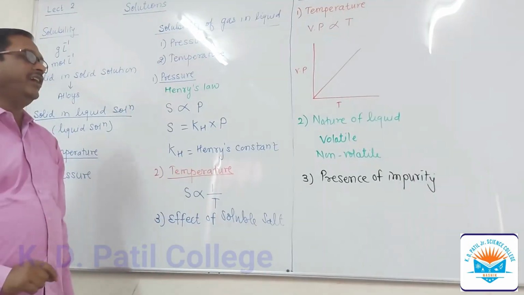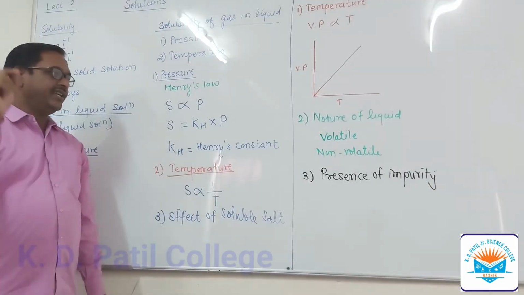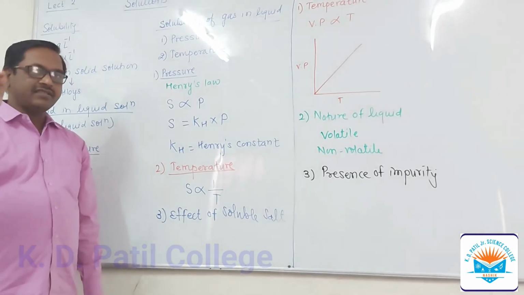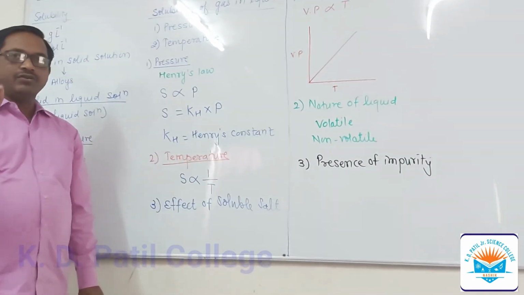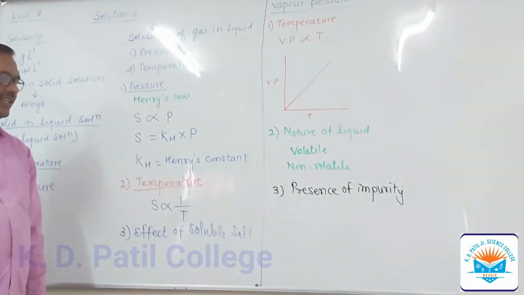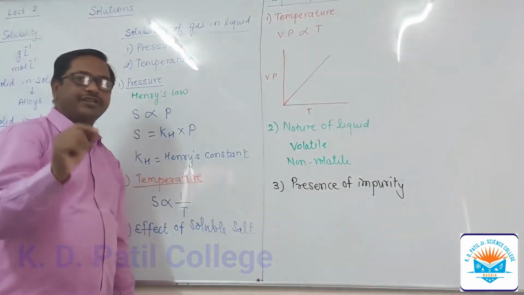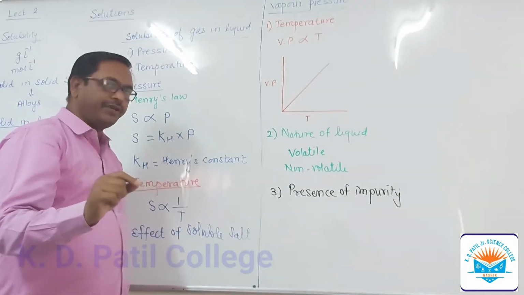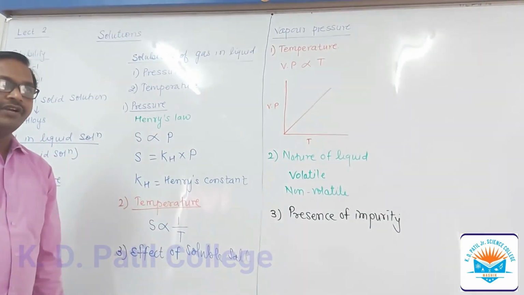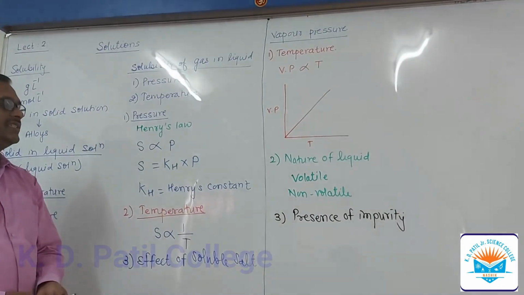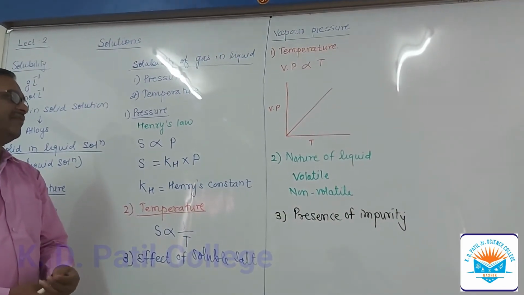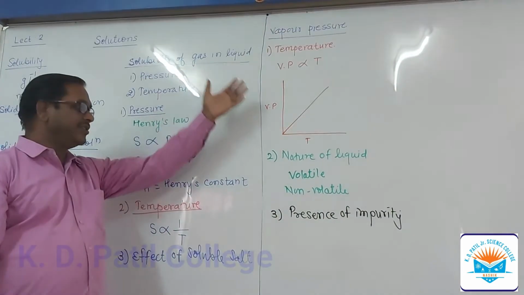In this way, when impurity is present in the liquid, its vapor pressure goes on decreasing. Therefore, the vapor pressure of pure liquid is more than the vapor pressure of impure liquid. These are the factors affecting the vapor pressure of liquid.